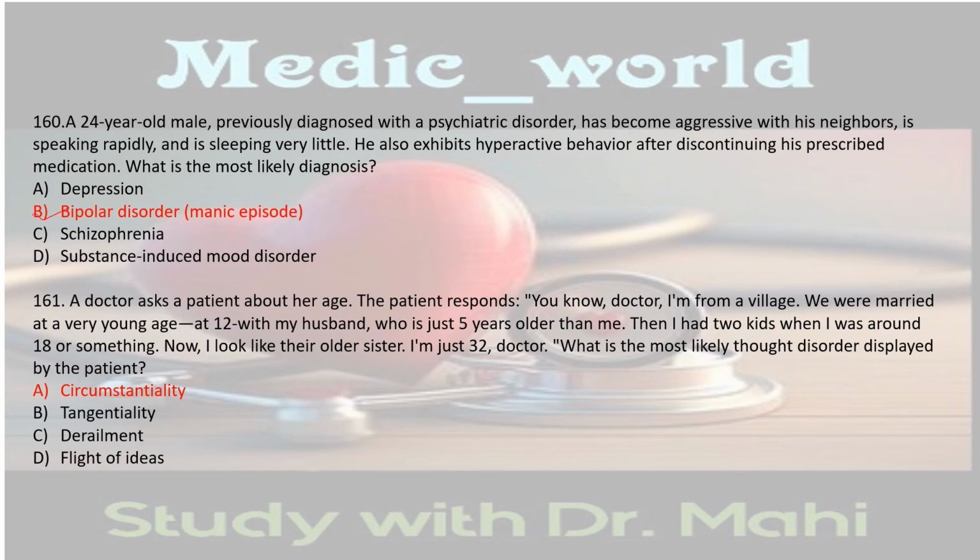A doctor asks a patient about her age. The patient responds, "You know, doctor, I am from a village. We were married at a very young age, at 12, with my husband, who is just 5 years older than me. Then I had two kids when I was around 18 or something. Now I look like their older sister. I'm just 32, doctor." What is the most likely thought disorder displayed by the patient here? The answer is circumstantiality.